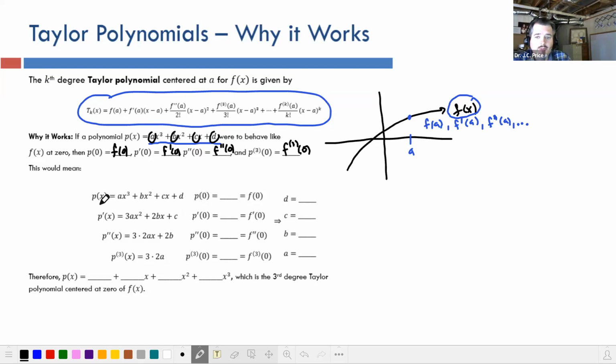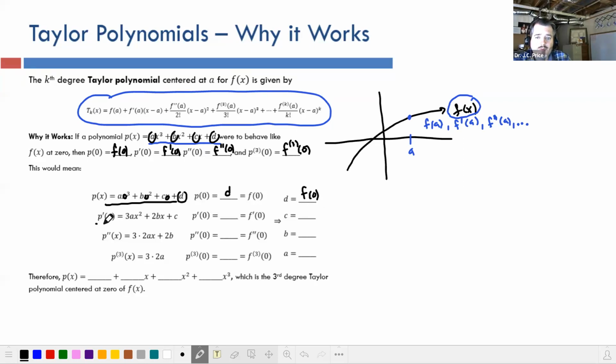And so here, if you take your polynomial and you plug in 0, you're just going to get out D, because all these terms are going to be 0, 0, 0, and so you're just going to get back your D. And so you want f of 0 to be equal to D. So what's D equal to? D is just equal to f of 0.